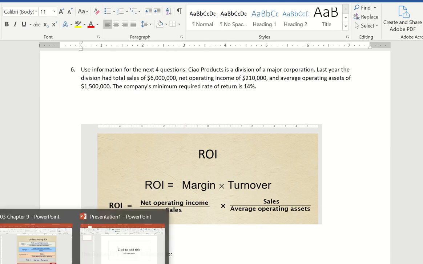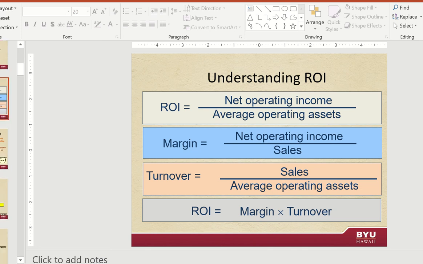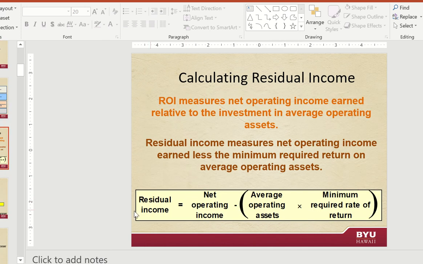Residual income, let's put that one in here. Residual income is net operating income minus the average operating assets times the minimum required rate of return. And so average can just help you if you have a lot of assets in one year and then not as many in the next year. So maybe you've sold off some assets, so you can average 2 years. And the minimum required rate of return.